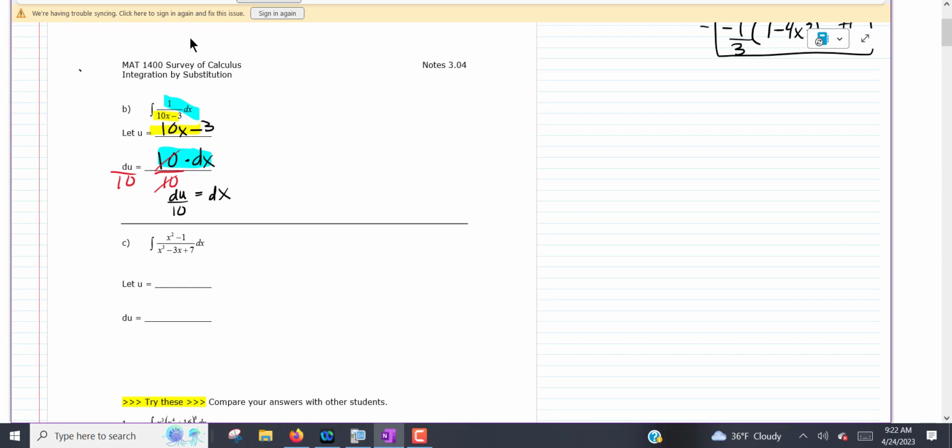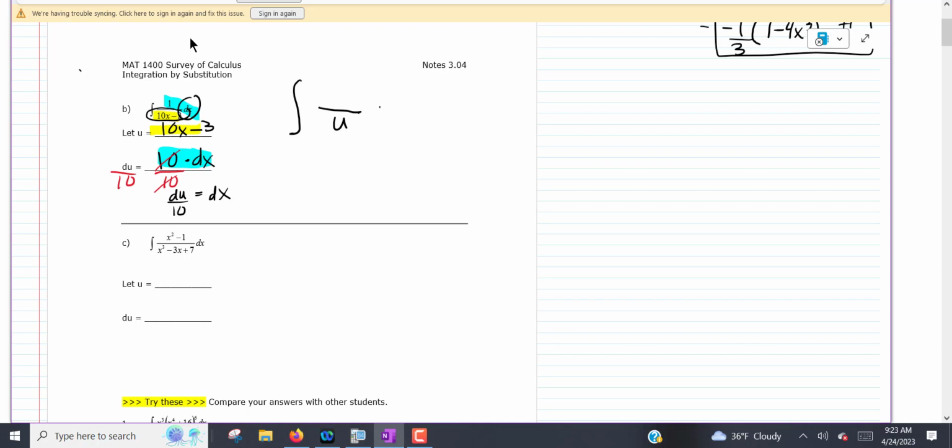So what tends to happen now is the substitution. This is where students struggle when they first learn this, okay? So what would I replace 10x minus 3 with, first of all? U, good. Okay. Now what would I replace dx with?